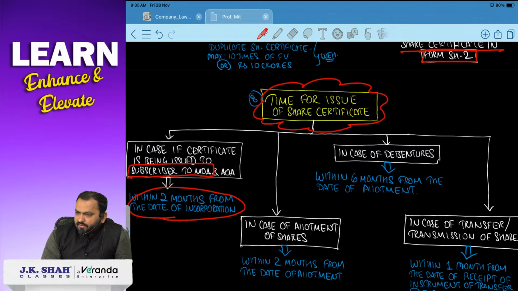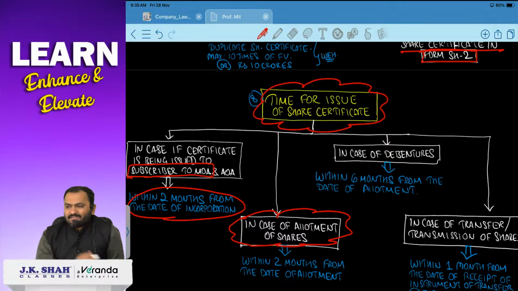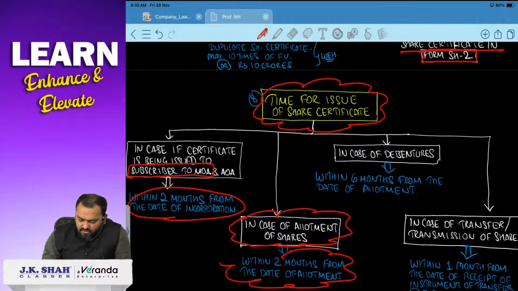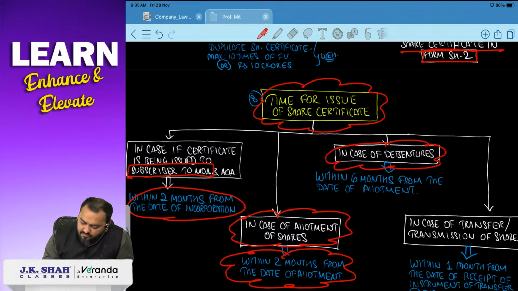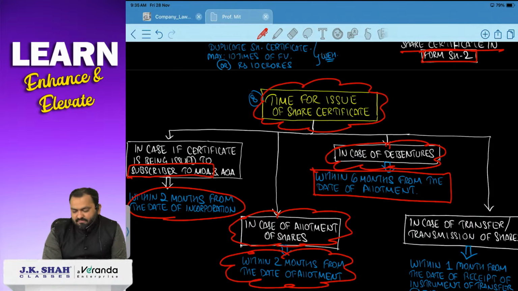Everybody clear? Okay. What if it is a case of allotment of shares? Like we did allotment of preference shares. So if company is making the allotment, again the company will give you share certificate. Within how much time? Within a period of 2 months from the date of allotment. Okay. Then in case of debentures, you get debenture certificate. Yes or no? In debentures, you get debentures that company will issue within 6 months from the date of allotment. And in case of transfer or transmission of shares, within 1 month.